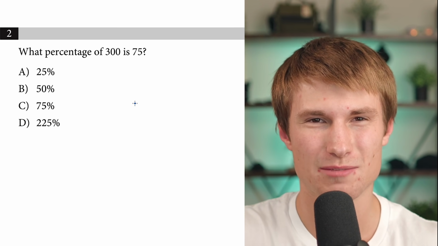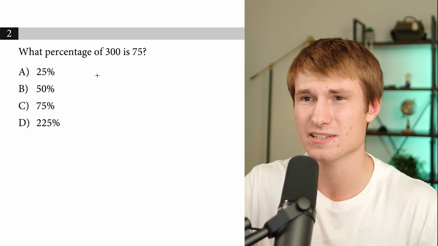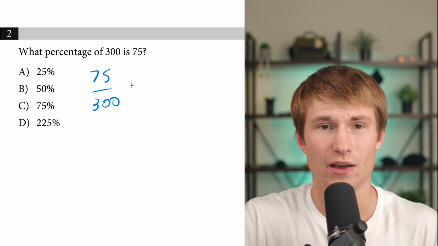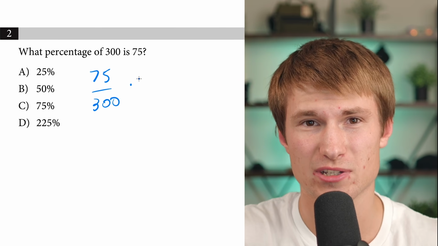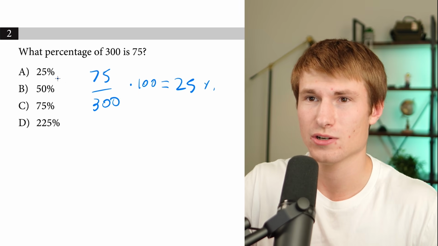Here's how to answer this SAT math question about percentages in under 60 seconds. Question 2 states, what percentage of 300 is 75? All you got to do is do 75 divided by 300, and then that will get you your decimal. To convert that to a percentage, you multiply it by 100, and that would get you 25%. So your answer is answer choice A.